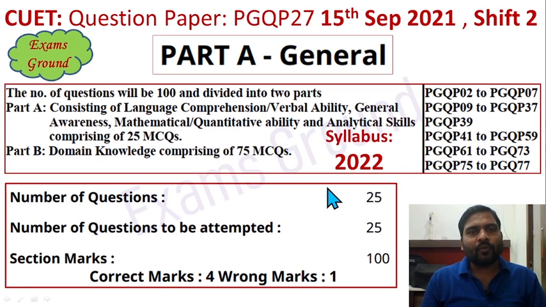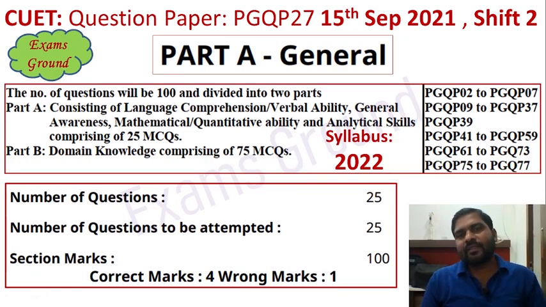So in this video I am going to solve only these 25 MCQ type questions, which is the general test. The number of questions is 25, and you have to attempt 25 questions for 100 marks. Each question carries 4 marks, and there is a negative marking of 1 for each wrong answer.